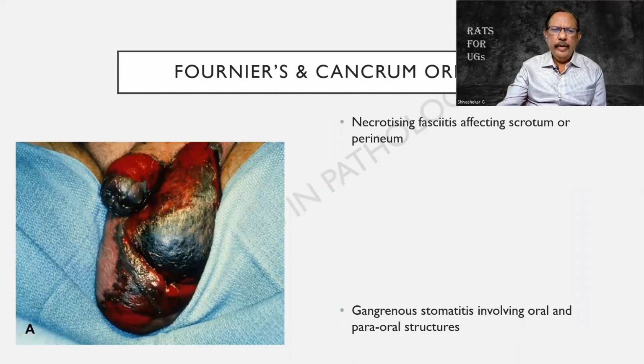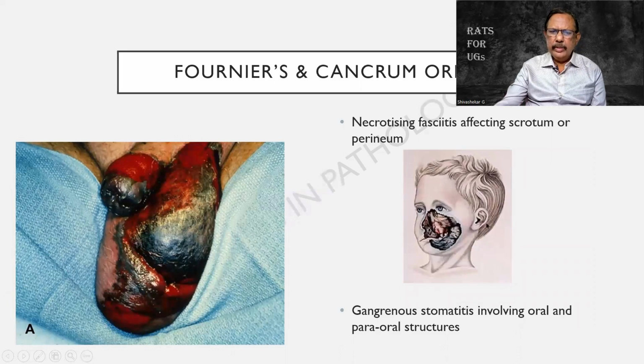This is a Fournier's gangrene. It can happen in the scrotal skin. I find that the part of the penis as well as the scrotal skin, they are all becoming gangrenous. This is because of a necrotizing fasciitis. So a fascia becomes necrosed and it spreads. There is nothing to control it, no borders. Sometimes there can be a stomatitis, so in the mouth, etc., and it spreads to the oral cavity as well as the para-oral structures such as the cheek.